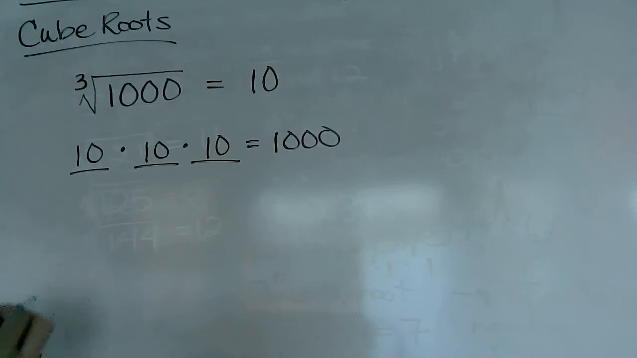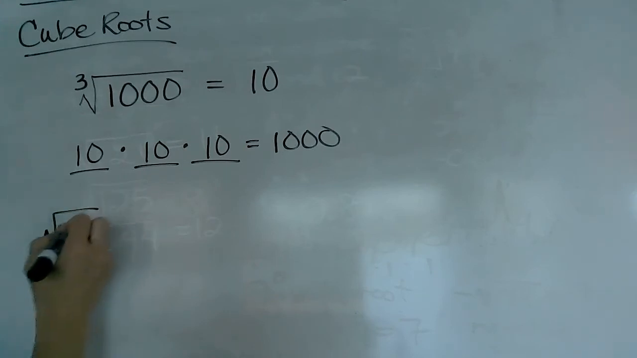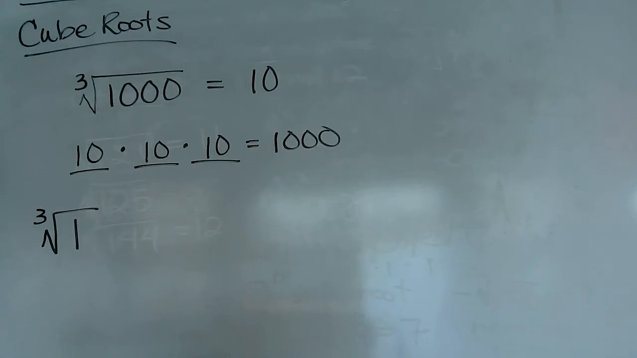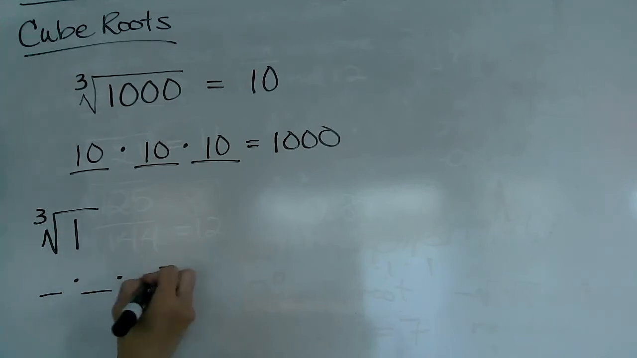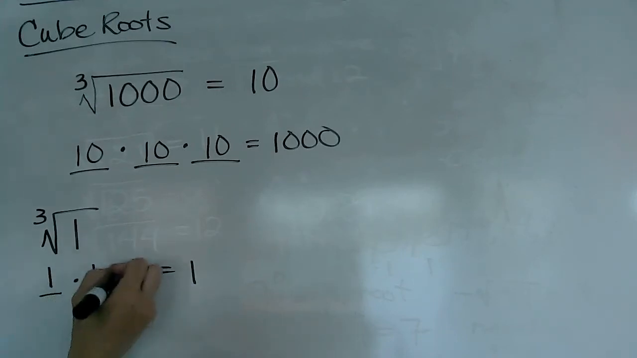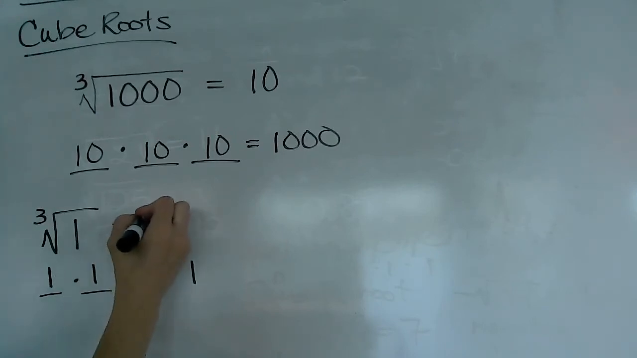Interestingly, there are a couple others that are worth mentioning. Cube root of 1. You might think, well, that can't be a perfect cube. What number times itself 3 times is going to give us 1? Well, actually, that's not too bad. 1 times 1 times 1 is 1. So cube root of 1 is 1.